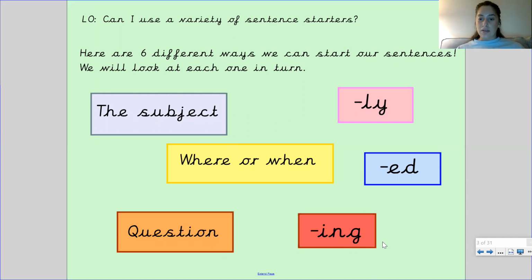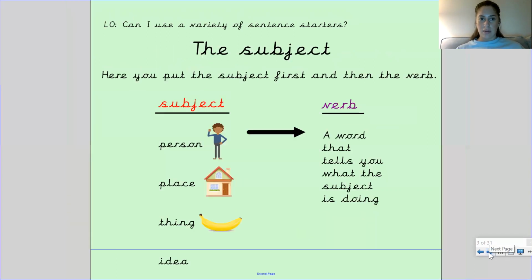You could start the sentence with a word that ends with ing, ed, or ly. A lot of you are actually quite good at using this. For example, firstly, secondly, but there are also other ways. Rather than a word that tells you when, there are also other words that you can use, which we will explore further. So let's start with the subject.